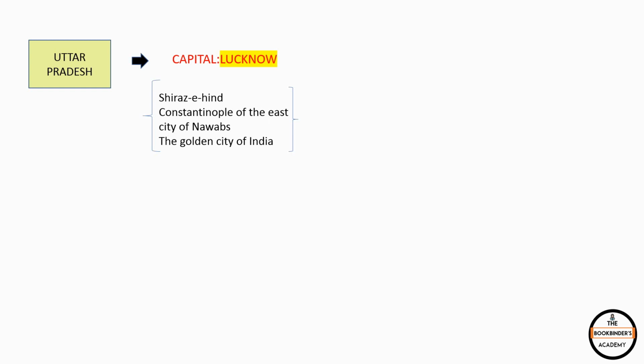And then comes City of Nawabs. We all know that from the time when Lucknow was the Awadh region, it has been ruled by various Nawabs, and hence the title City of Nawabs. It is also the golden city, not of India, but the golden city of the East. So let me just write it for you. It is the golden city of the East. Please don't confuse this with Amritsar.